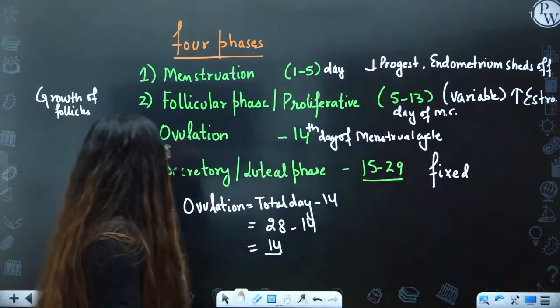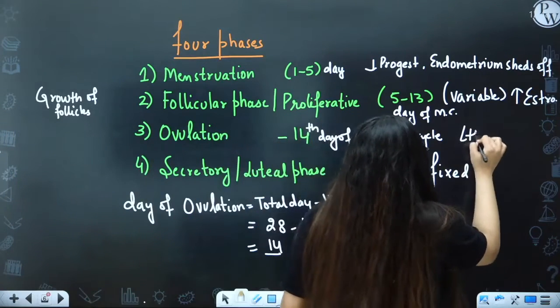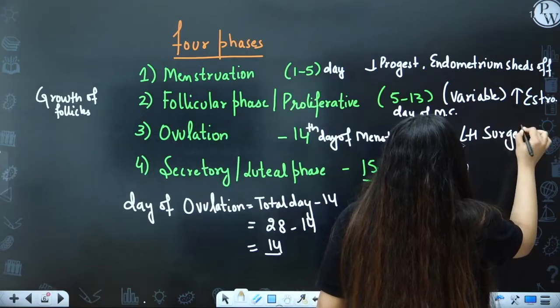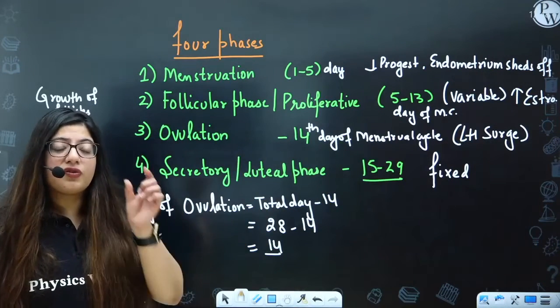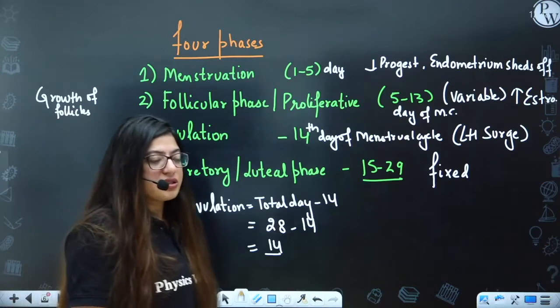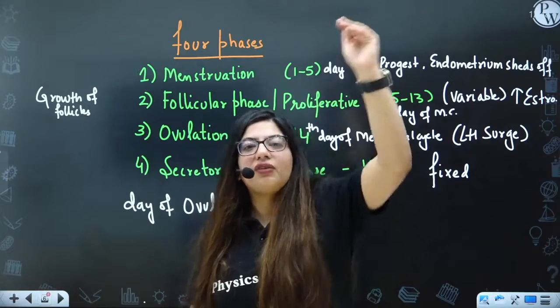Okay. Now, what happens during ovulation? LH surge. Now, what does this word mean? That means a high level of LH. Why? Because there is a high level of estrogen. So for that you will find the word LH surge. Do not get confused, it's just an English word. LH surge means a high level of LH.